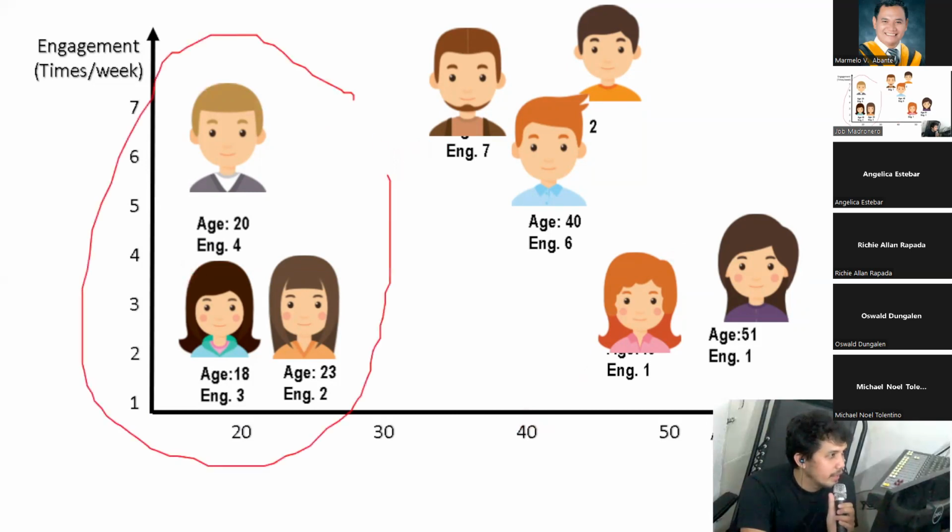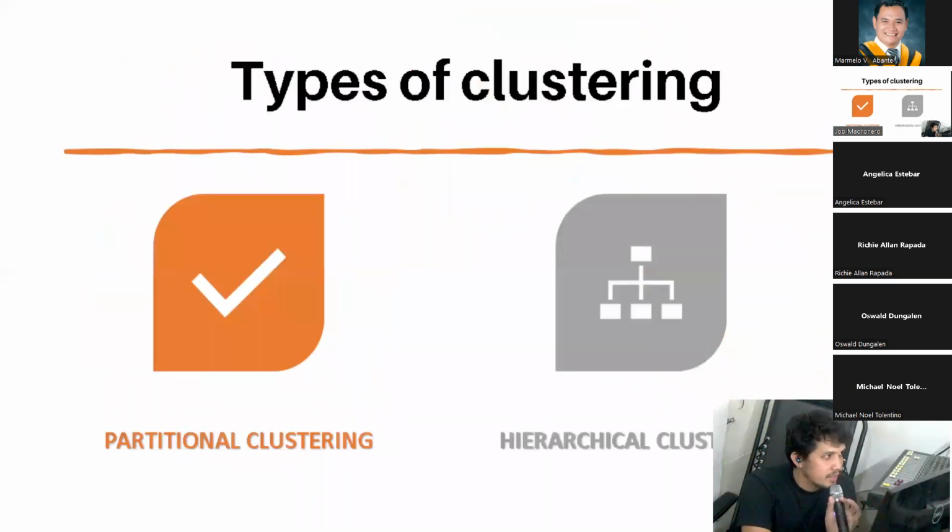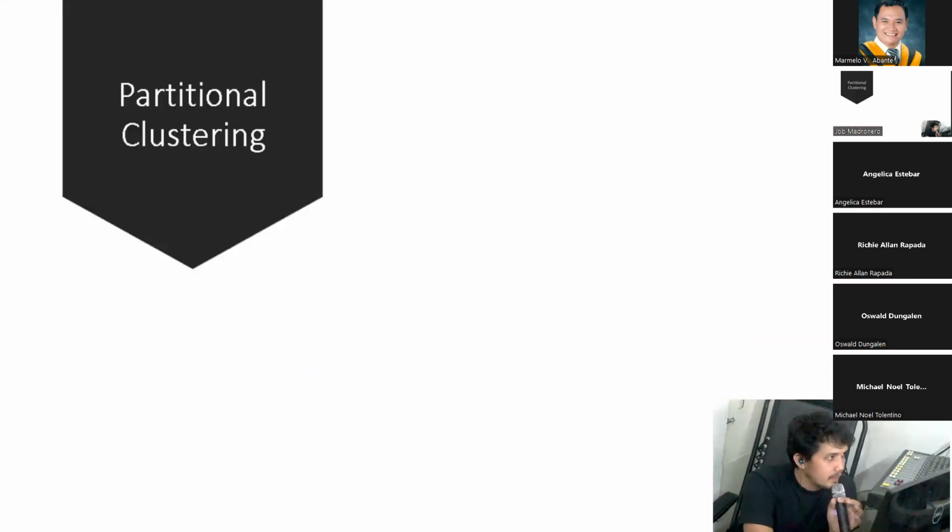We group them based on their similarities in their data. These are cluster 1, 2, and 3. That's the overview of how clustering is done. Types of clustering. There are many types of clustering, but right now we will discuss the 2 common ones, partitional clustering and hierarchical clustering. Let's first discuss partitional clustering.